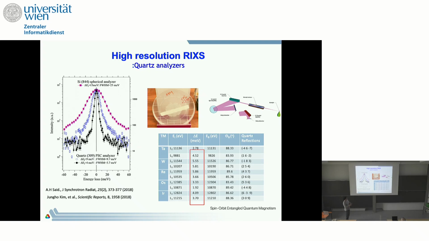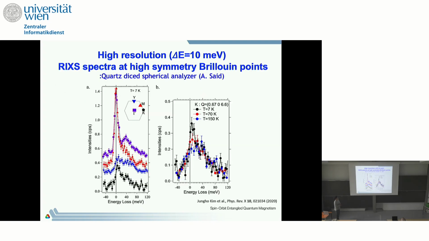This is using a spherical analyzer, or we can use a very special setup using a flat crystal. In that case, we can analyze the polarization, unlike with the spherical analyzer. The first one I studied is sodium iridate. I applied this 10 meV analyzer system to see what the spectrum would look like.